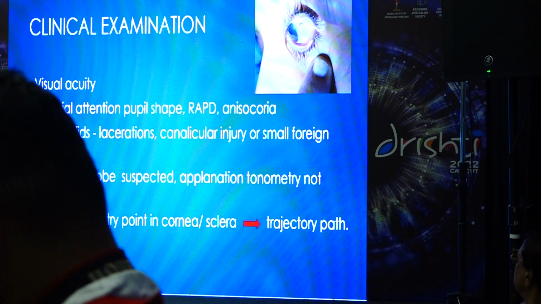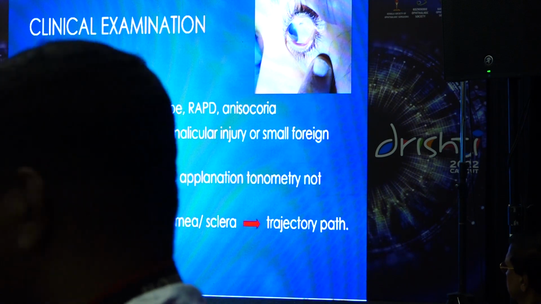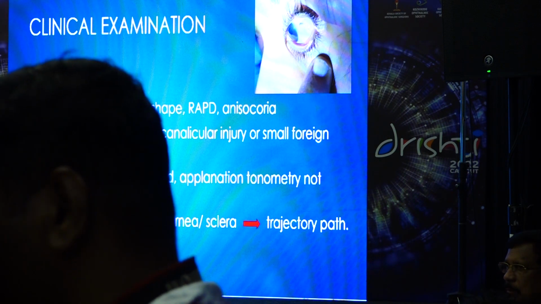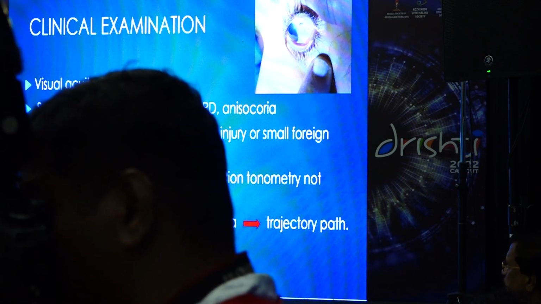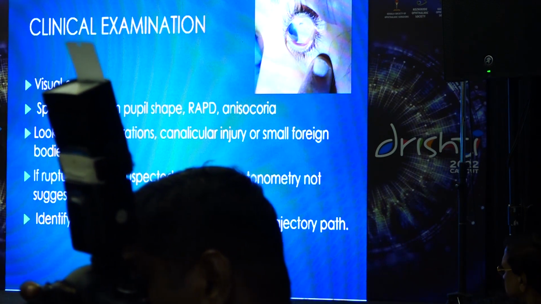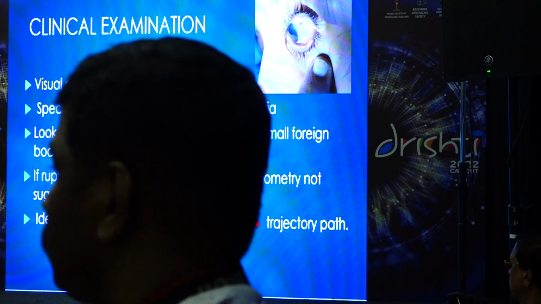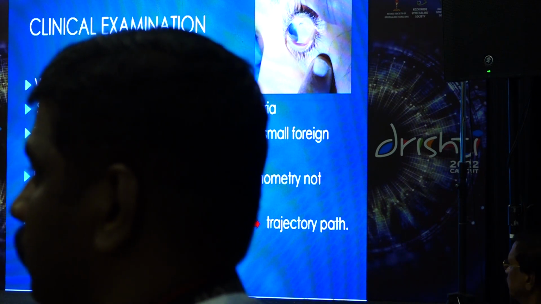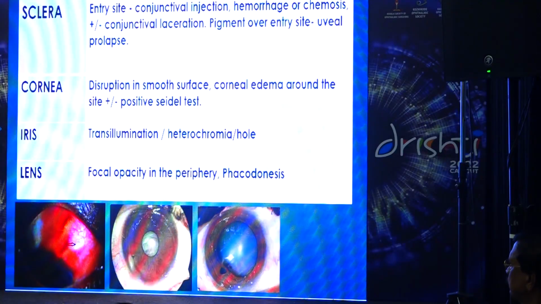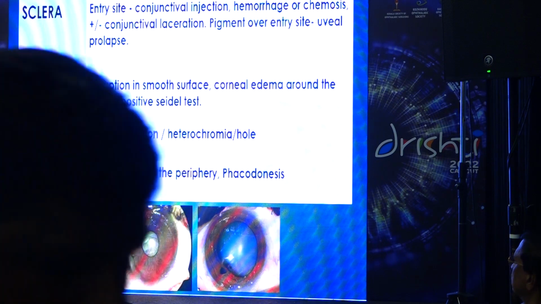Coming to clinical examination, we should record the visual acuity. Special attention should be given to the pupillary shape, presence of RAPD and isochoria. We should look at the area around the wound for any localized injuries, lacerations, canalicular injury or remnants of foreign body. If a ruptured globe is suspected, we should not do applanation tonometry until the primary wound is closed, and we should identify the entry point, whether it is in the cornea or sclera, and then chart a trajectory path.